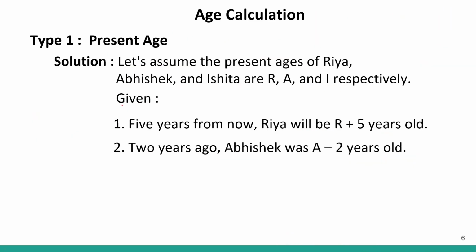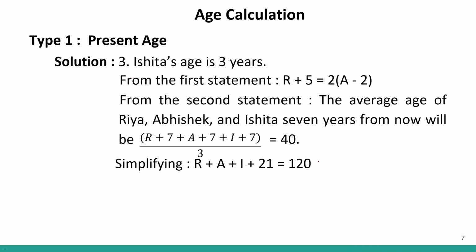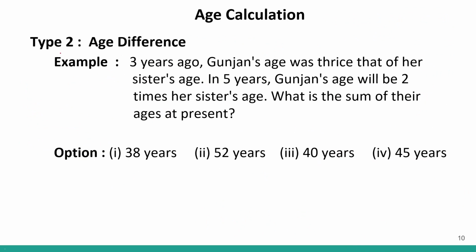Now we have type 2. Here is the solution, you can check out the solution. Okay. Now we have type 2, that is age difference. So in age difference, a certain number of people are given and we have to find either the sum or their difference or their product. So based on the age difference, we have to find certain things. So this is the question.